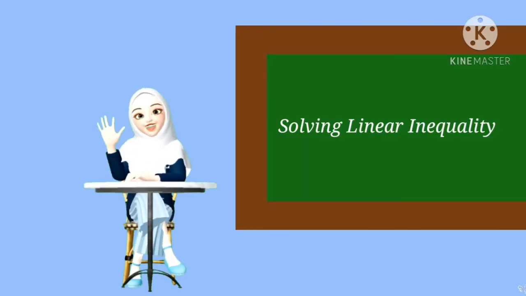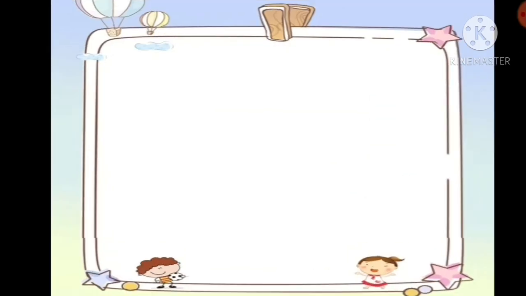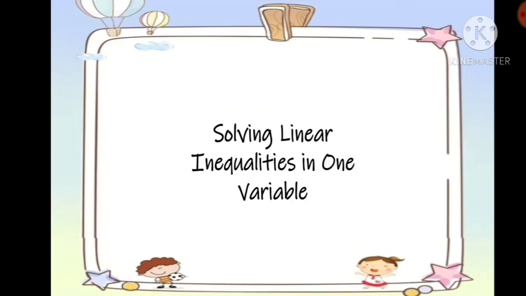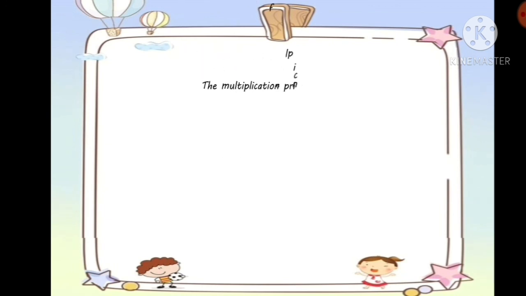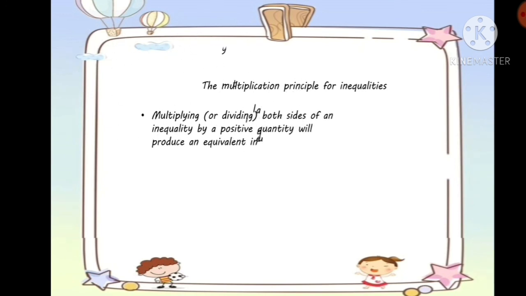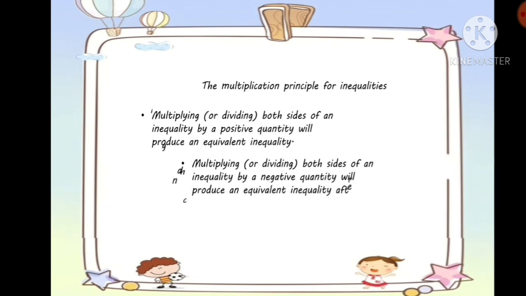Solving linear inequalities in one variable. The multiplication principle for inequalities. Multiplying or dividing both sides of an inequality by a positive quantity will produce an equivalent inequality. Multiplying or dividing both sides of an inequality by a negative quantity will produce an equivalent inequality after changing the sign of the original inequality.